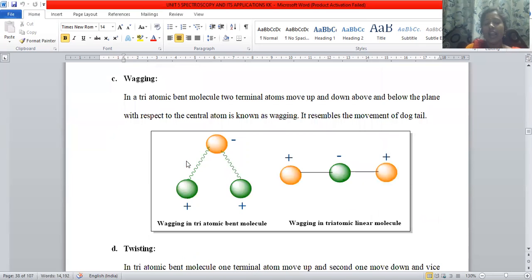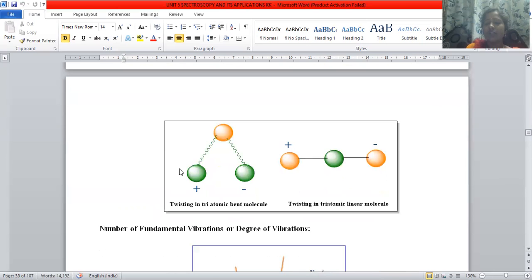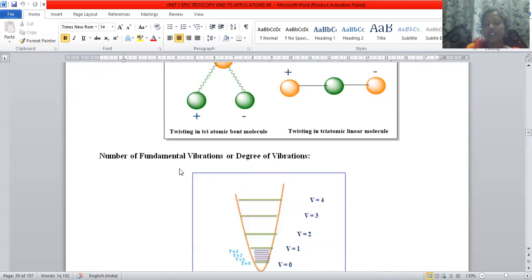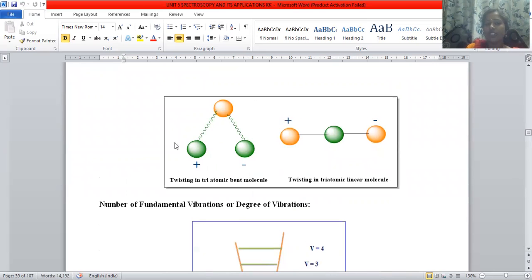This is called rocking. And wagging stands for the central atom remaining in the same position, but terminal atoms are moving up and down, just like a dog's tail moves up and down. In the same way, terminal atoms are moving above the plane as well as below the plane. And twisting stands for one of the atoms going up and the second atom going down, and simultaneously they replace their positions. All this is about the principle involved in infrared spectroscopy.